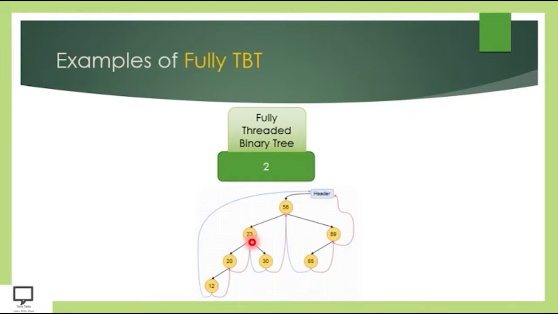In the case of node 12, as it is the leftmost node of the binary tree, its in-order predecessor is not present, hence its left pointer is pointing to the header node. And it is the same case with node 89, as it is the rightmost node of your binary tree, the in-order successor is not present, and that's why it is pointing to the header node. So this is the example of a fully threaded binary tree.